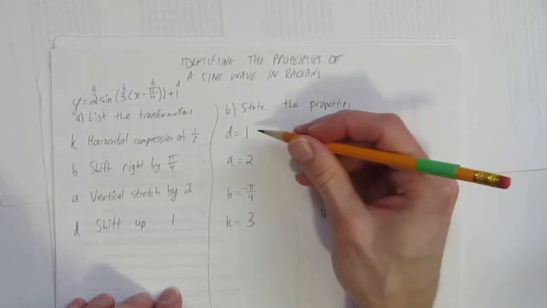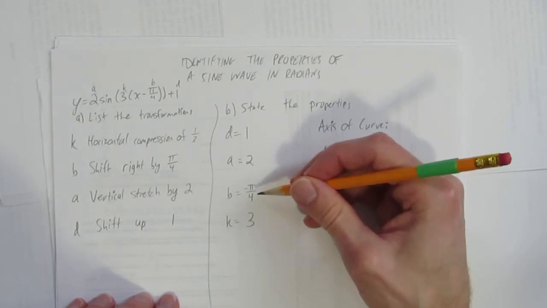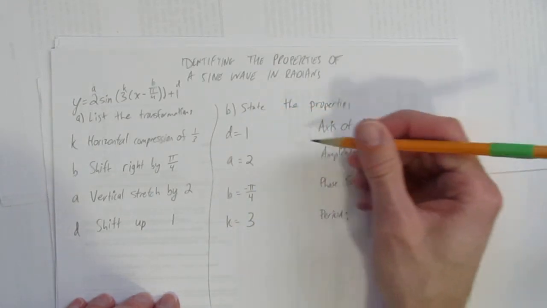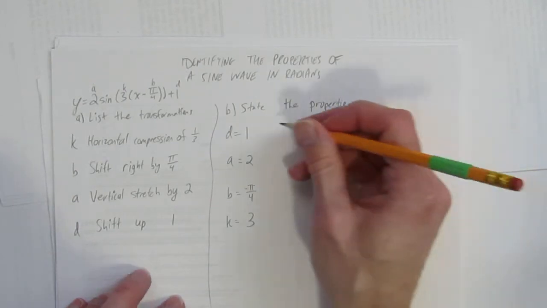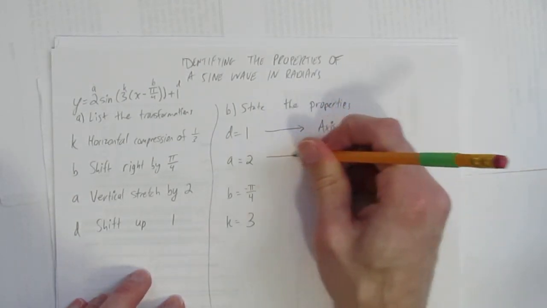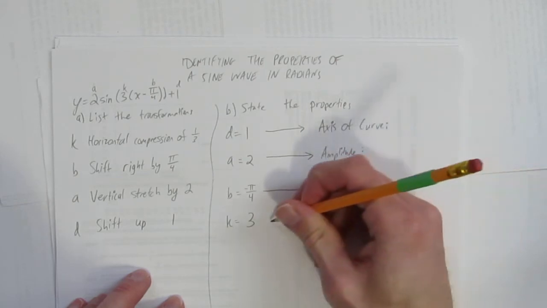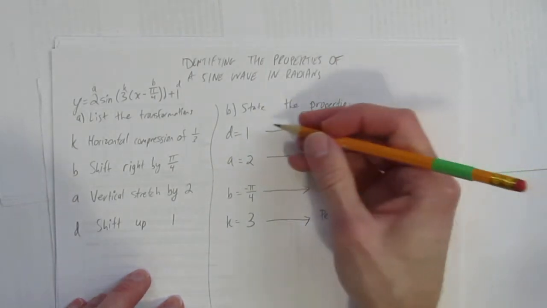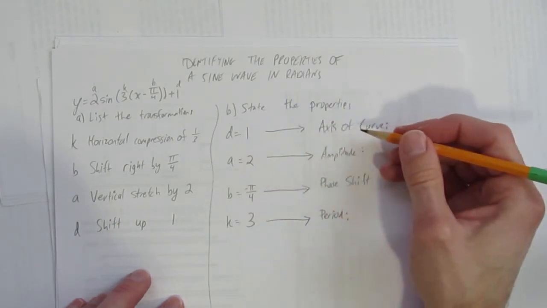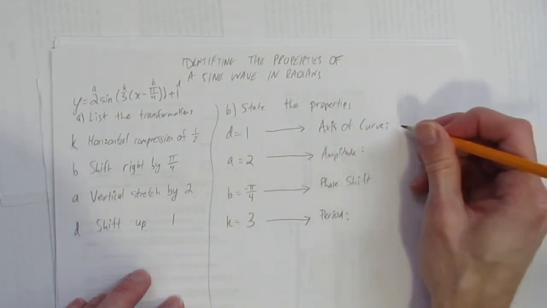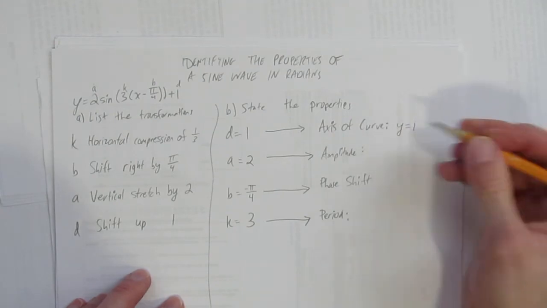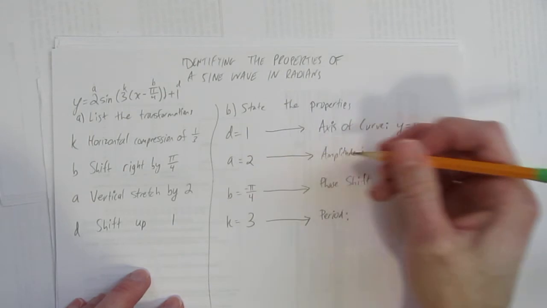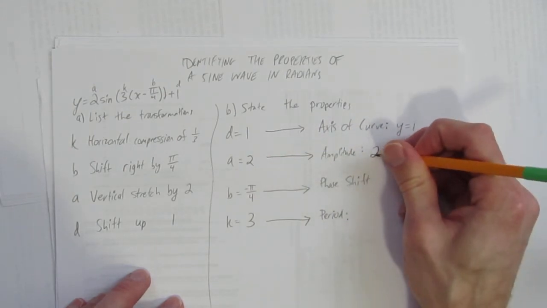As in, please write down, these are my 4 letters. Sometimes I write letters here, then I write properties here. You don't have to, as long as you show your work like that. Sometimes I put arrows here too to show which corresponds to which. Again, you don't have to as long as it's clearly on the same line. So D equals 1. That tells you the axis of curve is y equals 1. Make sure to write the axis of curve as an equation. A equals 2. That gives you the amplitude. It's just a single digit.